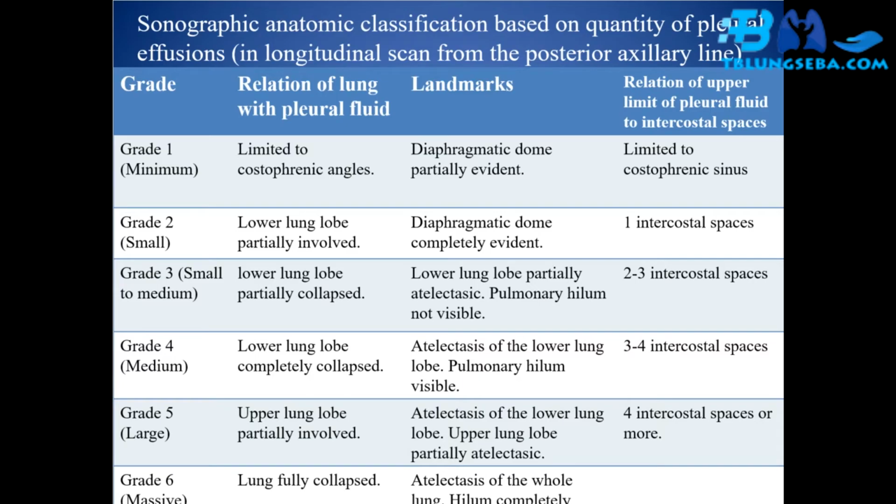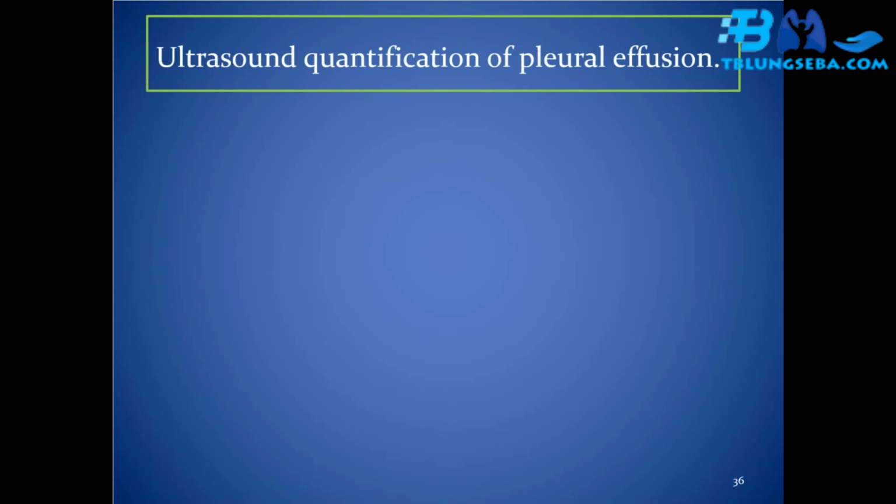Grade 5, large. Upper lung lobe partially involved. Atelectasis of the lower lung lobe. Upper lung lobe partially atelectatic. 4 intercostal spaces or more. Grade 6, massive. Lung fully collapsed. Atelectasis of the whole lung. Hilum completely visible. Ultrasound quantification of pleural effusion.